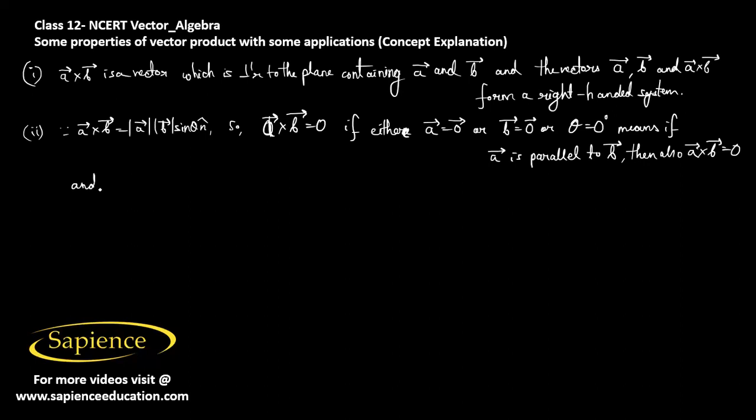And if the angle theta is pi by 2 or 90 degree, then the A cross B will simply be magnitude of A into magnitude of B into n cap.